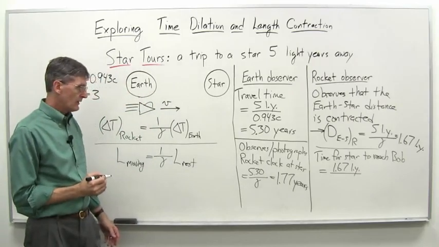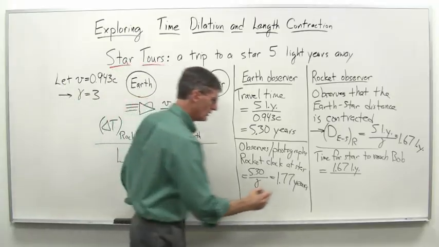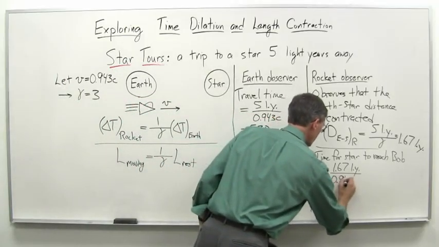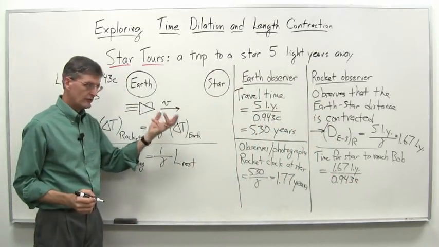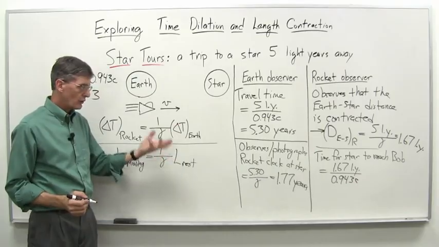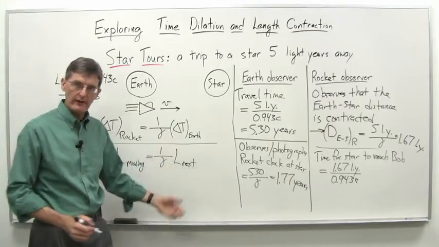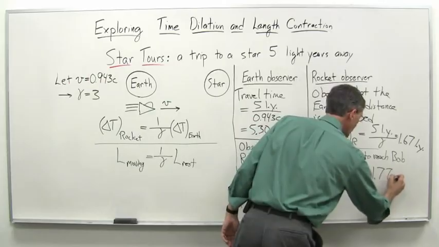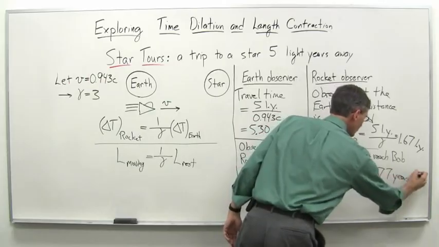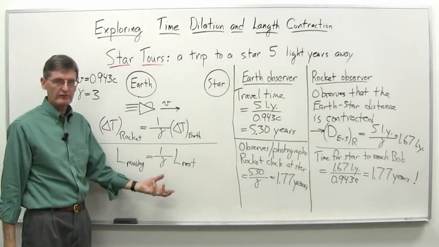1.67 light years divided by 0.943 c. That's how fast the star is moving toward Bob and his rocket. And again, we're doing c is 1 light year per year. So 1.67 divided by 0.943, the answer is going to be in light years. Do you know what you get? If you do it, you get 1.77 years. In other words, it's all consistent.